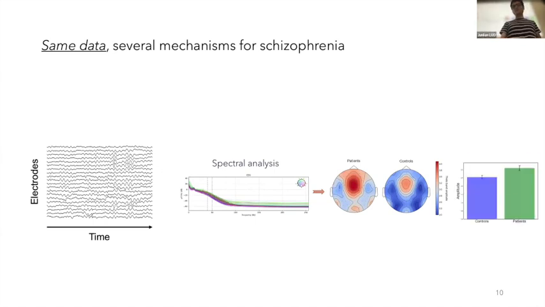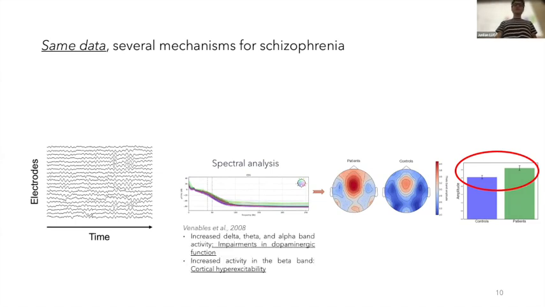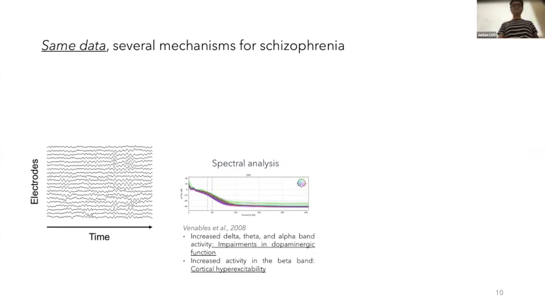And often it has been shown that, for example, theta band power is impaired in the patients. So patients exhibit higher theta band power. And this has been related with impairments, for example, in dopaminergic function, or abnormalities in other higher frequencies have been associated with hyperexcitability in the cortex. So these results are often used to favor certain theories about schizophrenia.